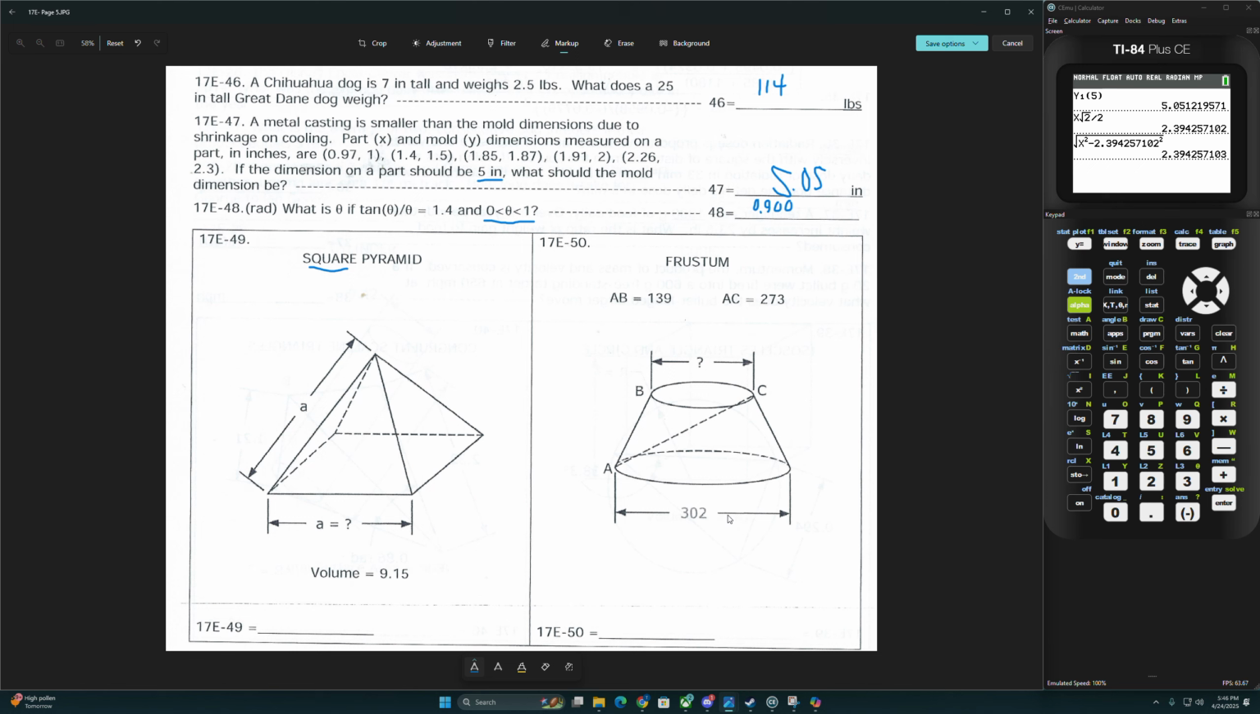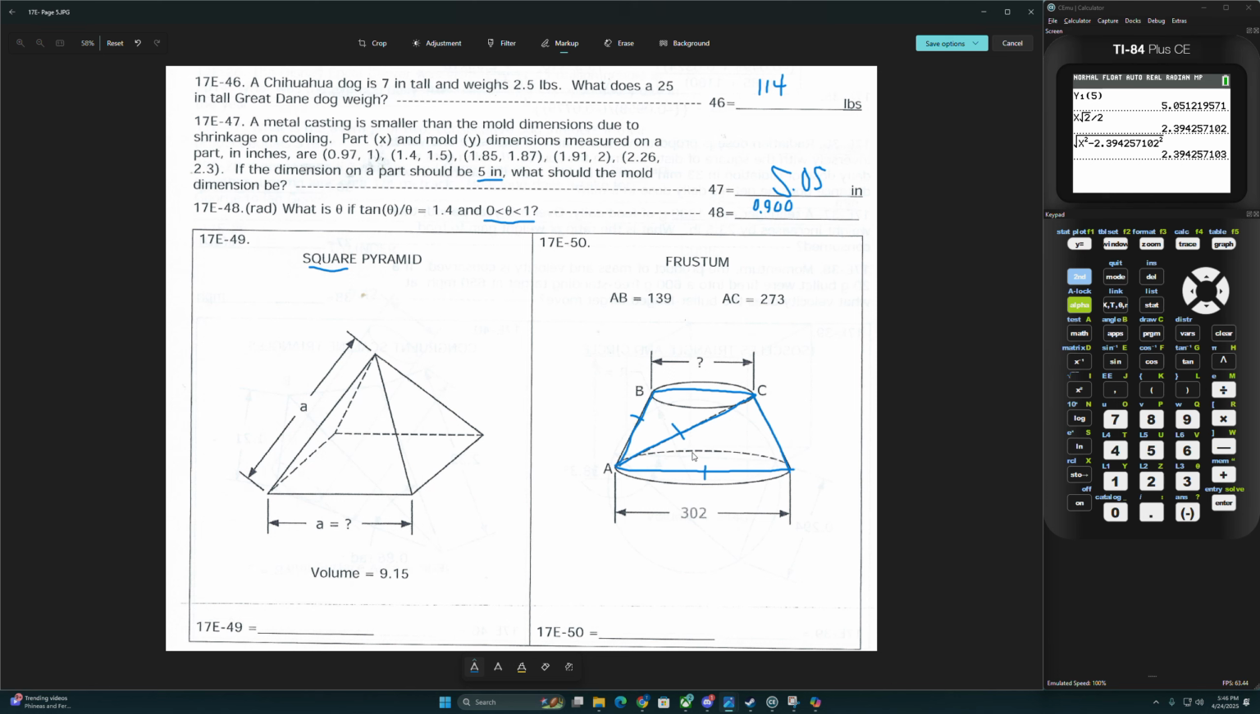Oh, this one is tough. All right. Frustum. So we know what this is, 302, and it's asking us... Okay. What I think we could do is just make a triangle, right? We can make two triangles. For the first triangle, we know what this side is. AC is 273. We know that side, but we don't know what that is. And for this one, AB, we know what that is.